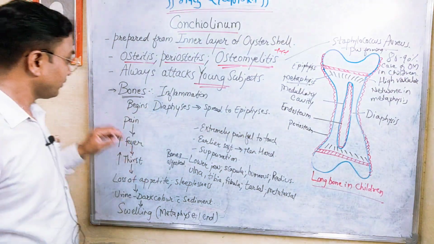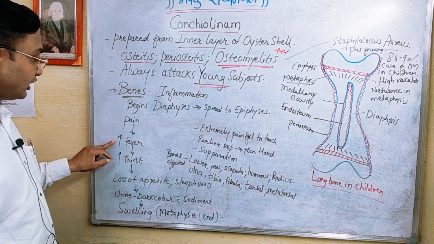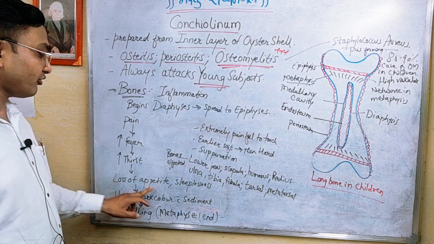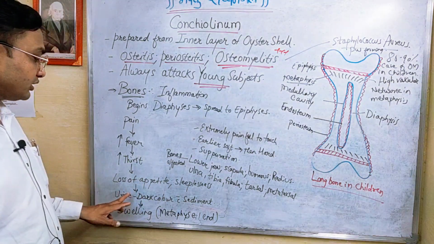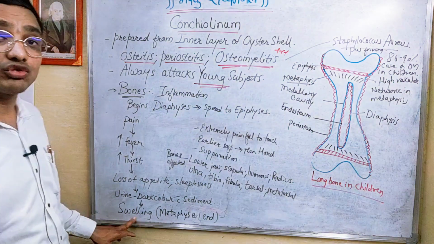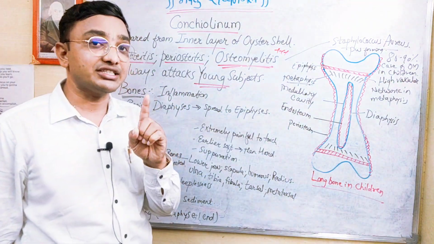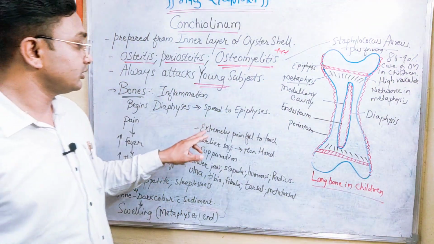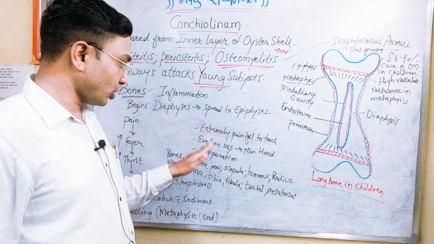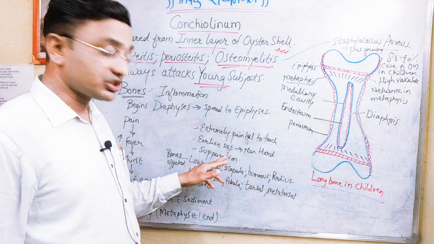The symptoms are pain. Later on there is increased fever with increased thirst, accompanied with loss of appetite and sleeplessness. Later on there is dark colored urine with sediment, and then comes the swelling. Swelling is always at the metaphyseal end. The swelling is extremely painful to touch. It is earlier soft and then it becomes hard. There is always suppuration.